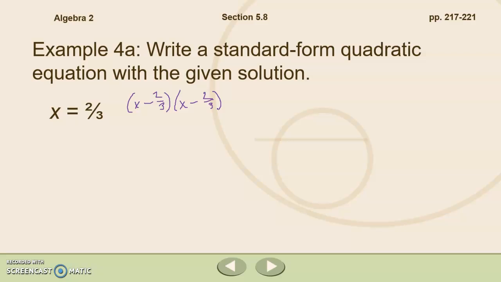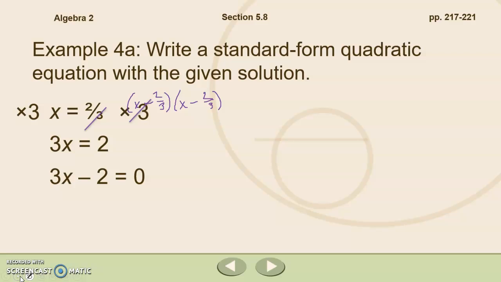Now you can absolutely do it this way. If you want to deal with fractions and multiply fractions, go for it. Go ahead and FOIL that x minus 2/3. But if you don't want to deal with fractions, here's what we can do. First, multiply both sides by 3 to get rid of the fraction on the right hand side. That leads us to 3x equals 2. We then need to set that equal to 0, so we have 3x minus 2 equals 0.